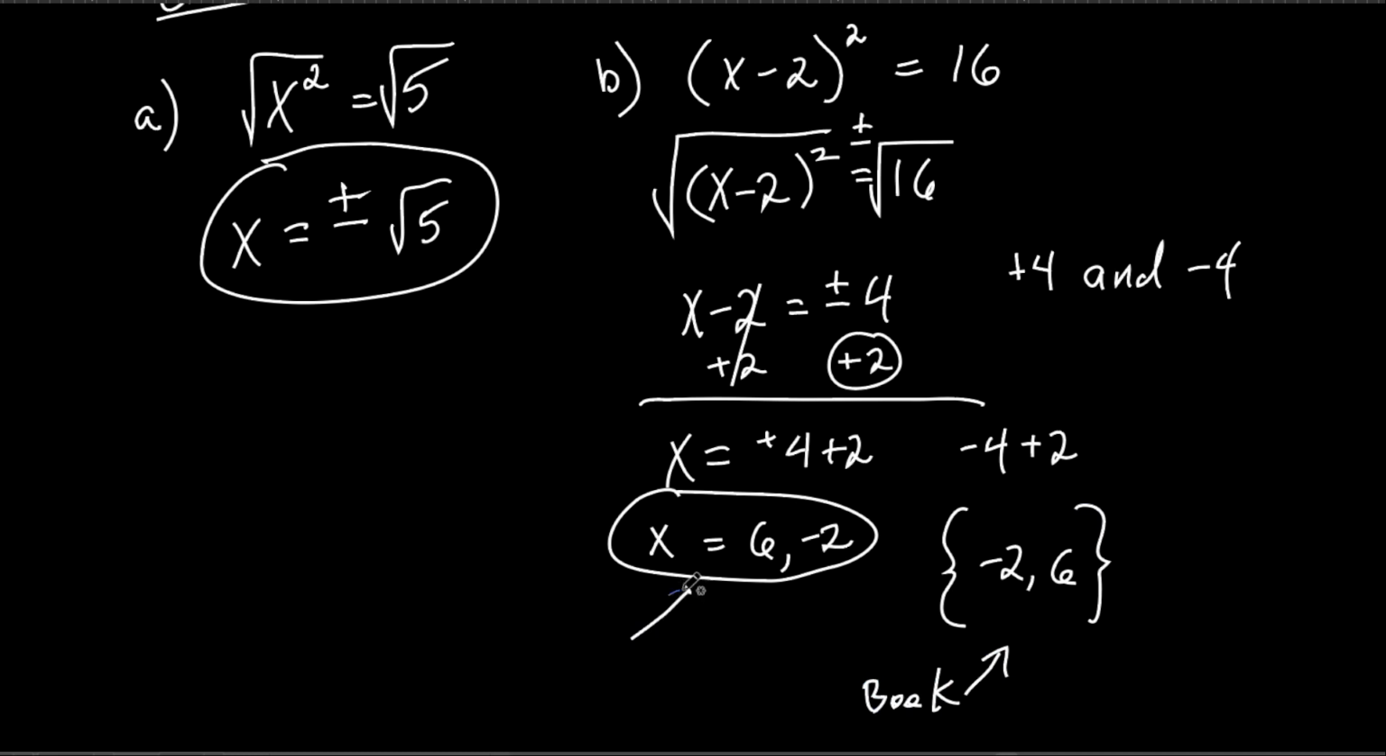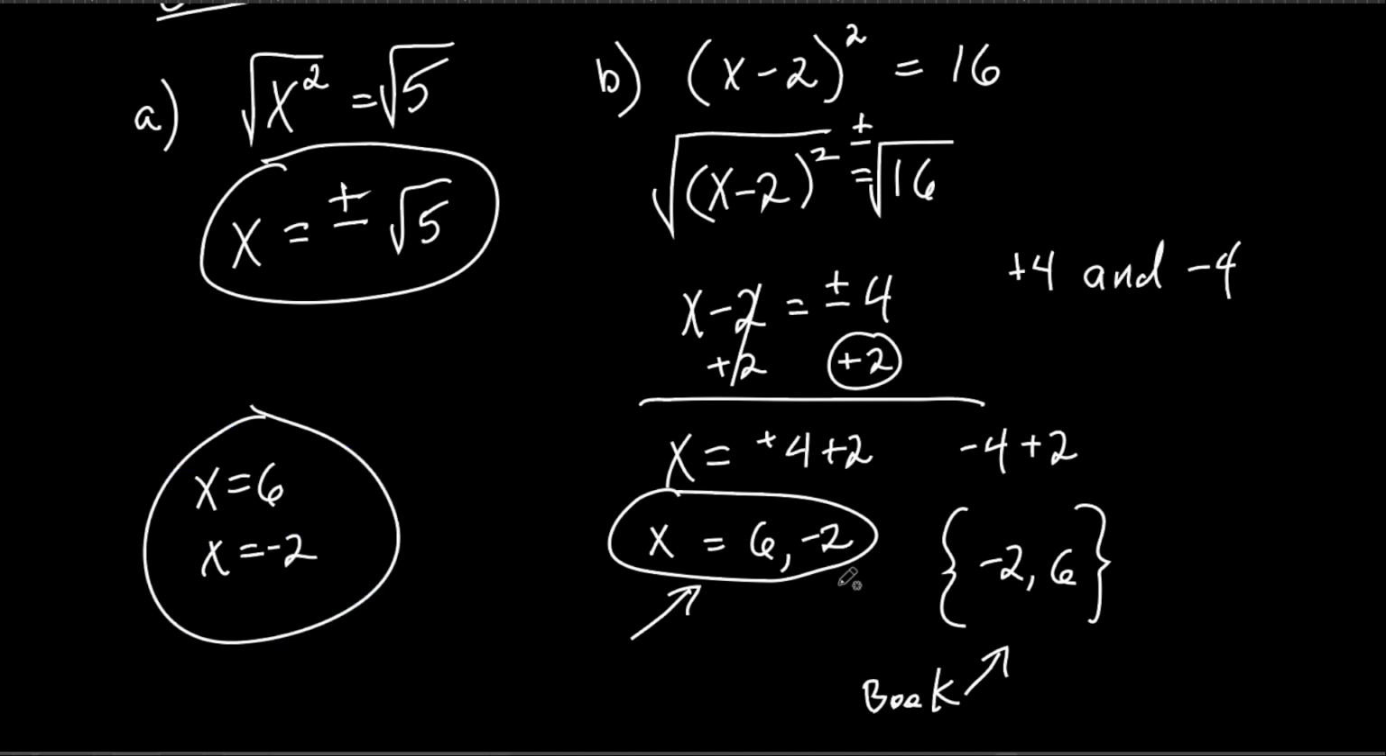I'm perfectly fine if you leave the answer like that. If you wanted to, you could say x is 6 and x is negative 2. You could write it like that as well. At this point, I don't really care. Write it like this, or write it like that. I'm fine either way, but this is the way you'll see it in the book. So when you look in the back of the book, you'll probably see it like this.